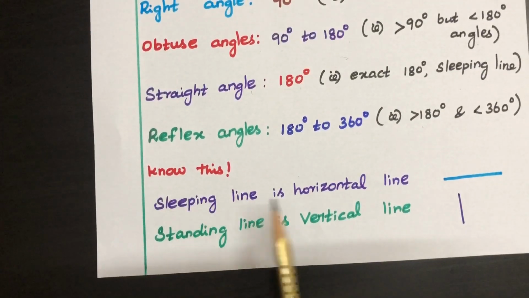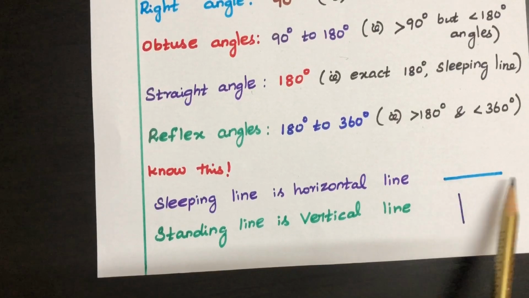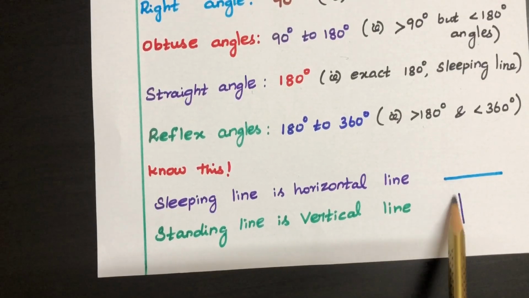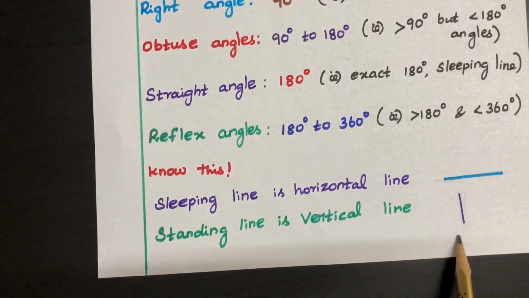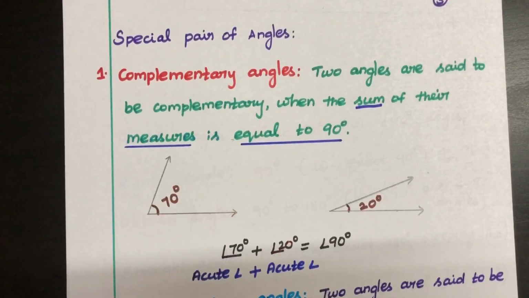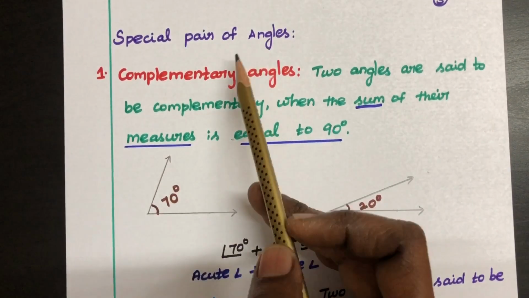Just know this. Sleeping line is a horizontal line. Standing line is a vertical line. Horizontal means sleeping line. Standing means vertical line. Keep it in mind. Next, a special pair of angles.